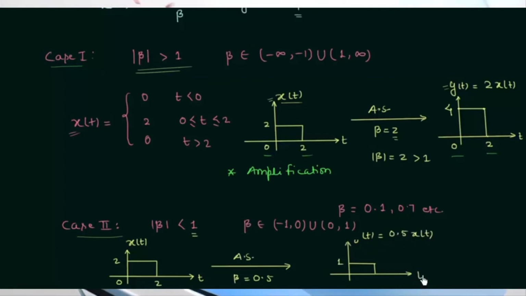The x-axis is for time 0, 2, and when you compare the two signals you will find there is reduction in the amplitude. So this case number 2 is the case of reduction. This is all for this lecture. I hope both the cases are clear to you, how to perform amplitude scaling on continuous time signals.